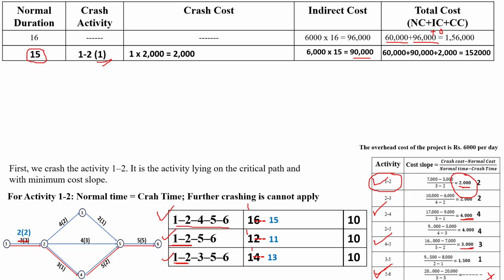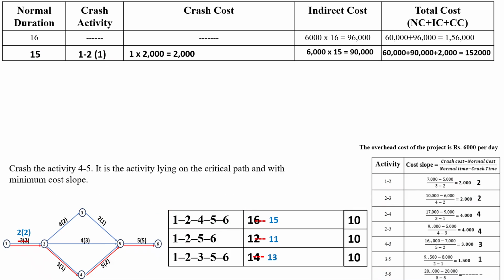So next we have to observe here. For activity 1 to 2, the normal time is 2 days and the crashing time is also 2 days. So normal time equals crash time. So further crashing cannot be applied for activity 1 to 2. Further crashing is not possible with activity 1 to 2, so I have to look for another critical activity.